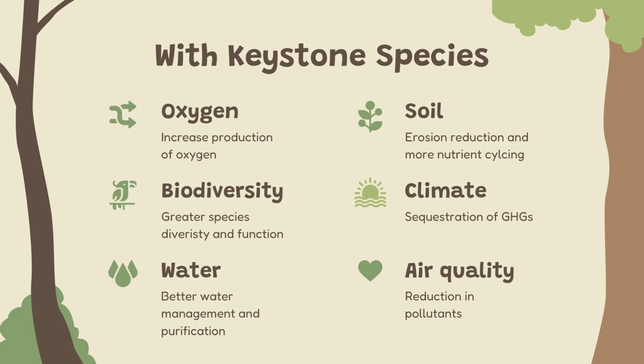Keystone species are able to affect the climate by reducing GHGs, which are greenhouse gases like carbon dioxide and methane. Keystones can remove GHGs from the atmosphere and use them for energy and create better air quality.